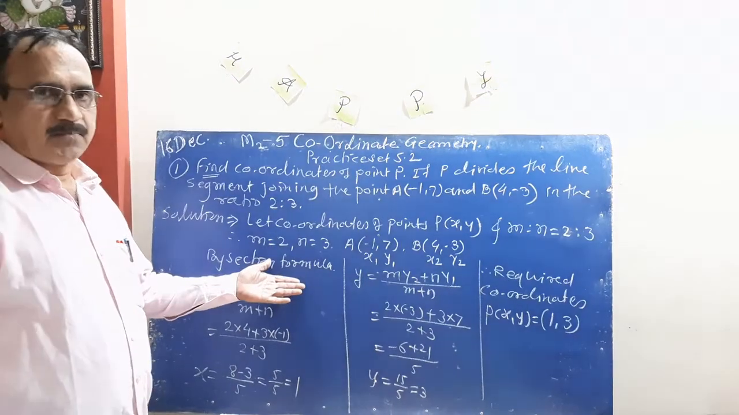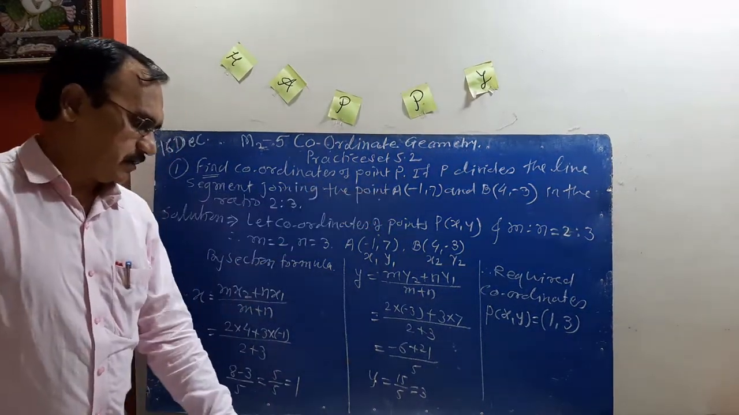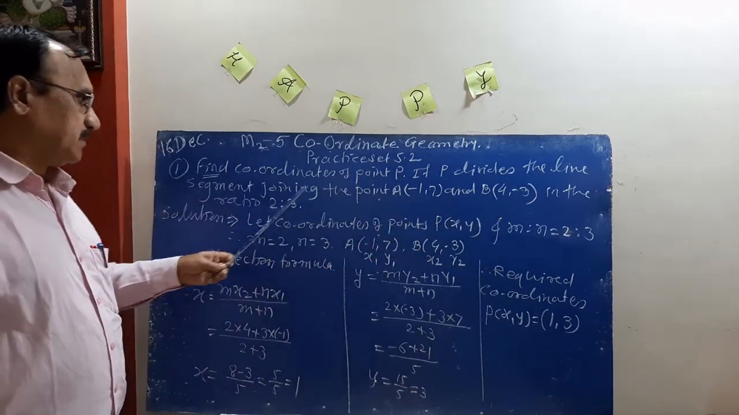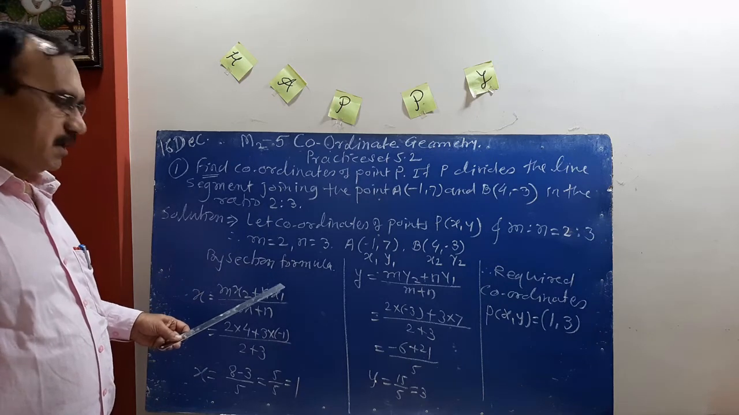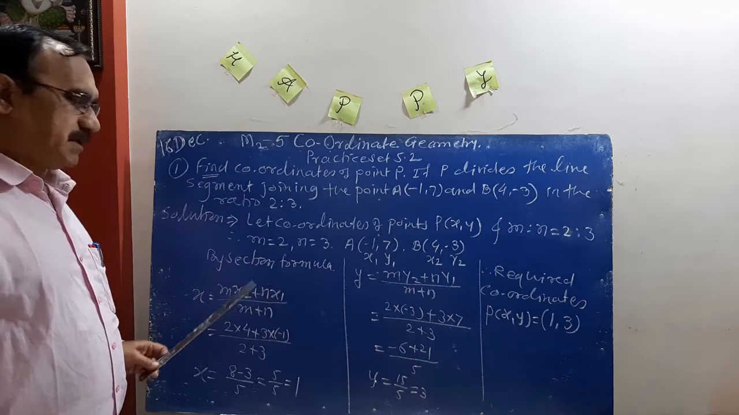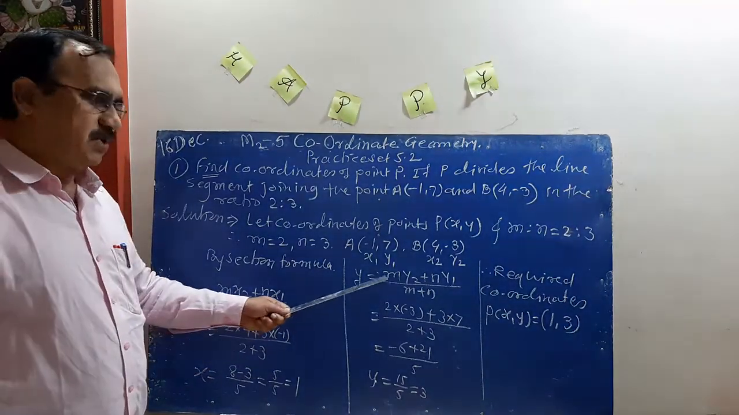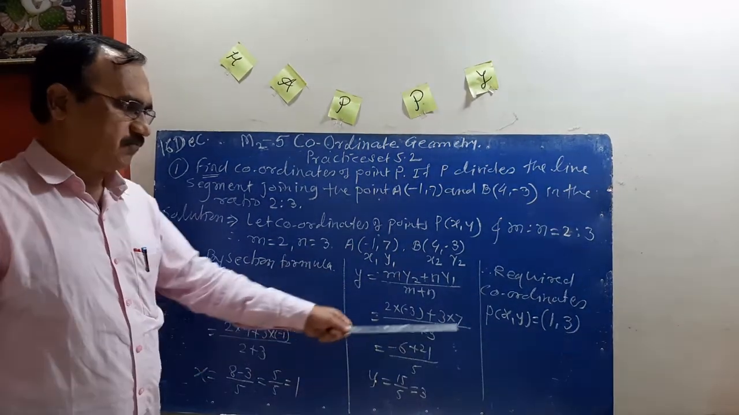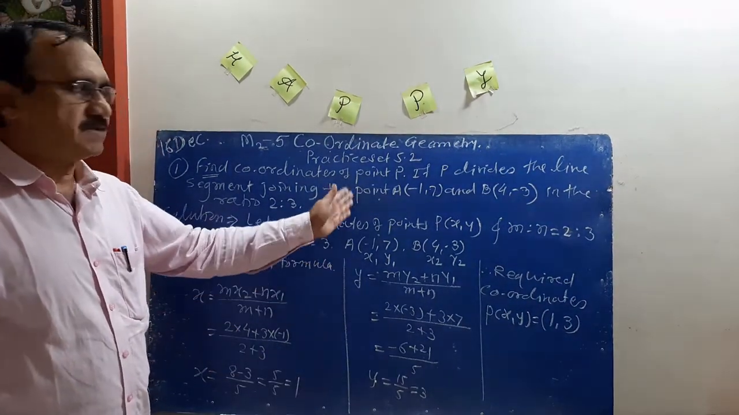Any problem in this example? No problem. x1 y1 and x2 y2 are given, then ratio m to n is given, and we know the formula. If we know the section formula, x is equal to mx2 plus nx1 upon m plus n and y is equal to my2 plus ny1 upon m plus n, then we can easily find the required coordinates of the point which divides segment AB.